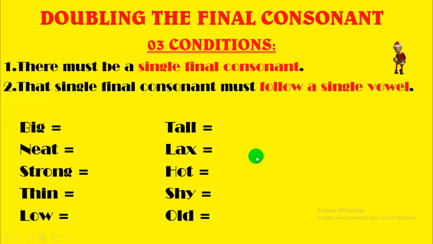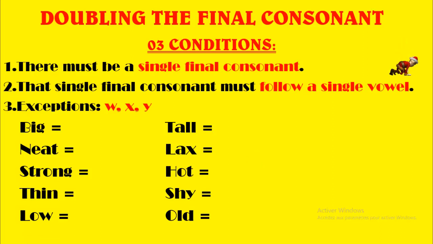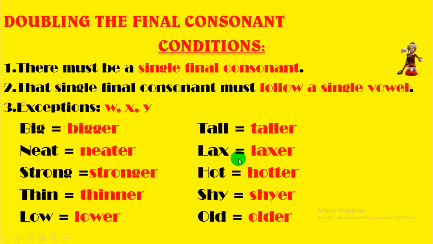The last condition is we don't double W, X, Y. On ne double pas W, on ne double pas X, on ne double pas Y. Donc les gars, big, est-ce qu'on double? Oui. Neat, on ne double pas. Allons-y, ça donne quoi? Bigger, neater, stronger, thinner, lower, taller, laxer, hotter, shyer, older.